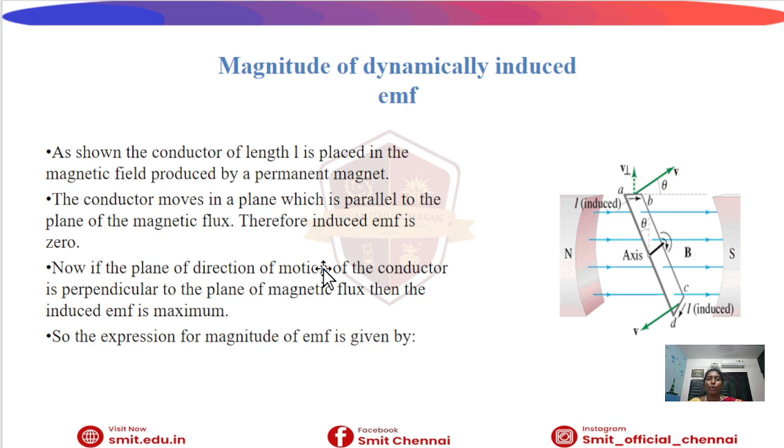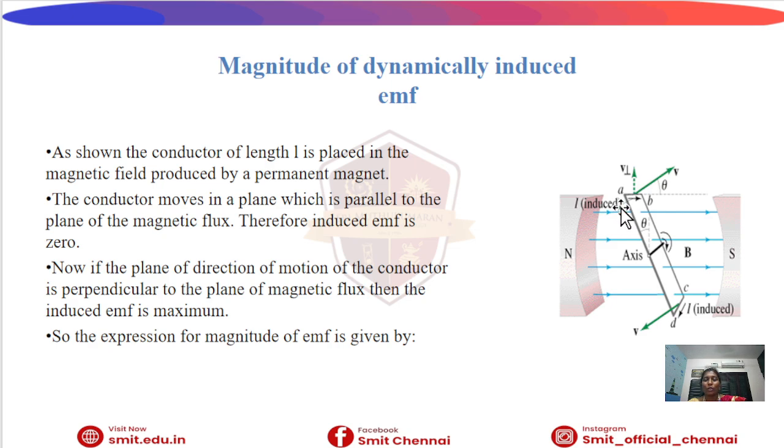Next one is the magnitude of dynamically induced EMF. In this diagram, we have case one. If the conductor moves parallel to the magnetic field, there is no flux cutting, so the EMF is zero.